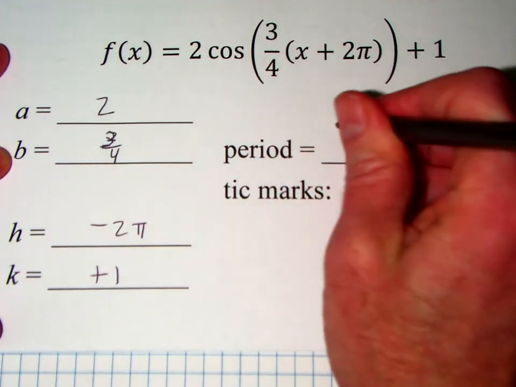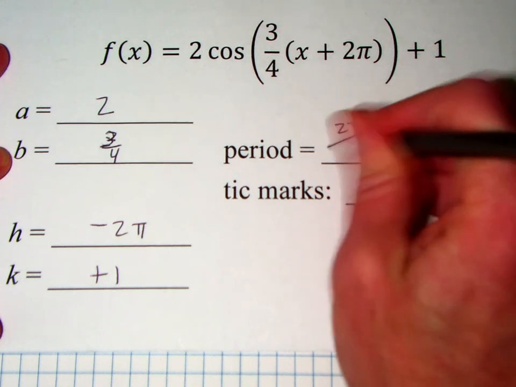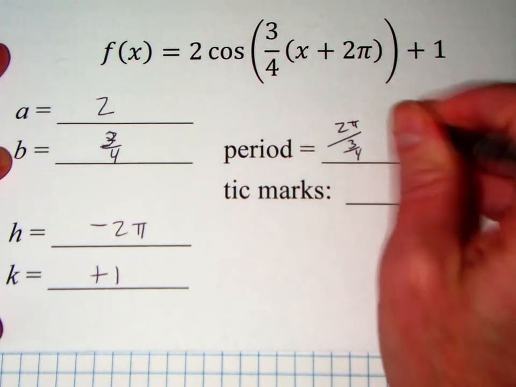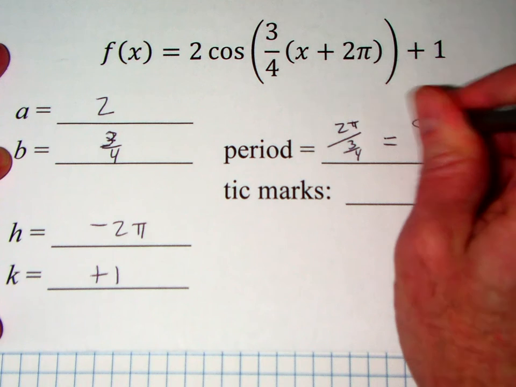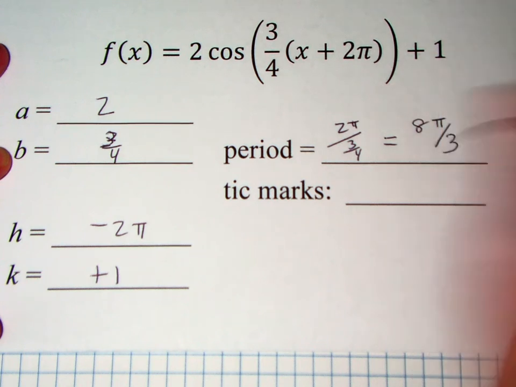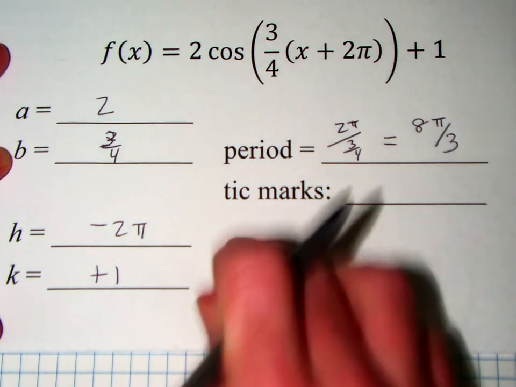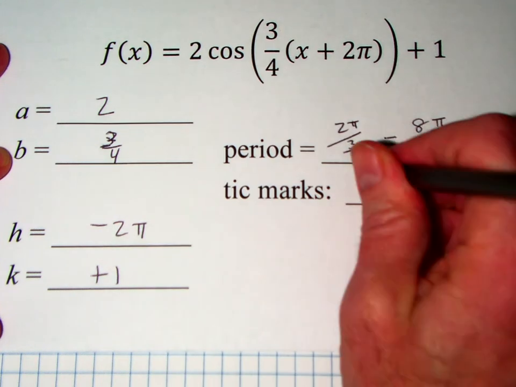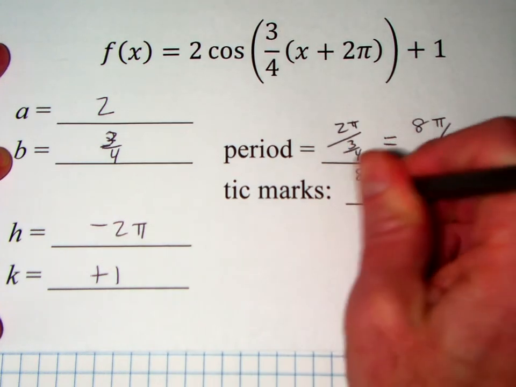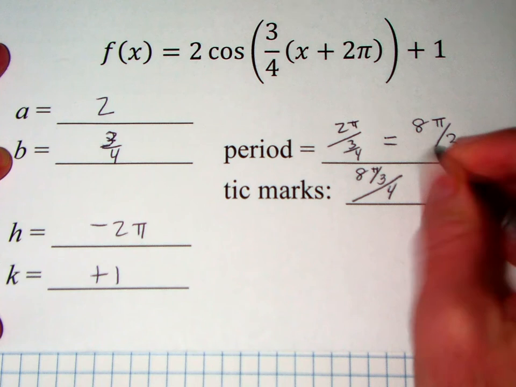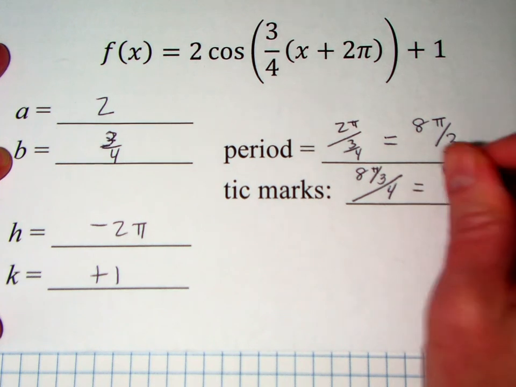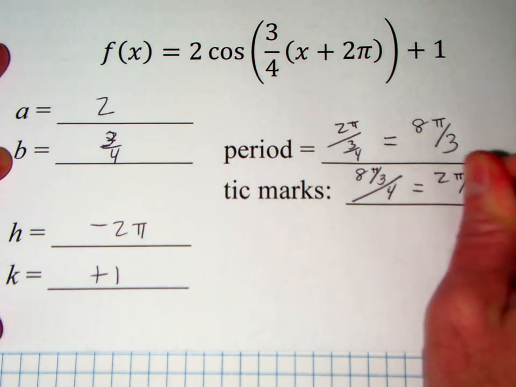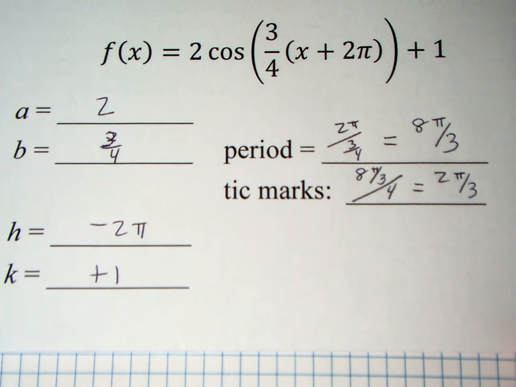And my period, we know we always do 2 pi over whatever the b value is, 3 over 4. And in this case, that's going to be 8 pi over 3. And for my tick marks, again, we're going to divide the period by 4 because we have 4 different sections. And it's going to make doing our pattern a little bit easier. So we got 8 pi over 3 over 4, and when we simplify that, that's going to end up being 2 pi over 3. Okay, so we have our information here.